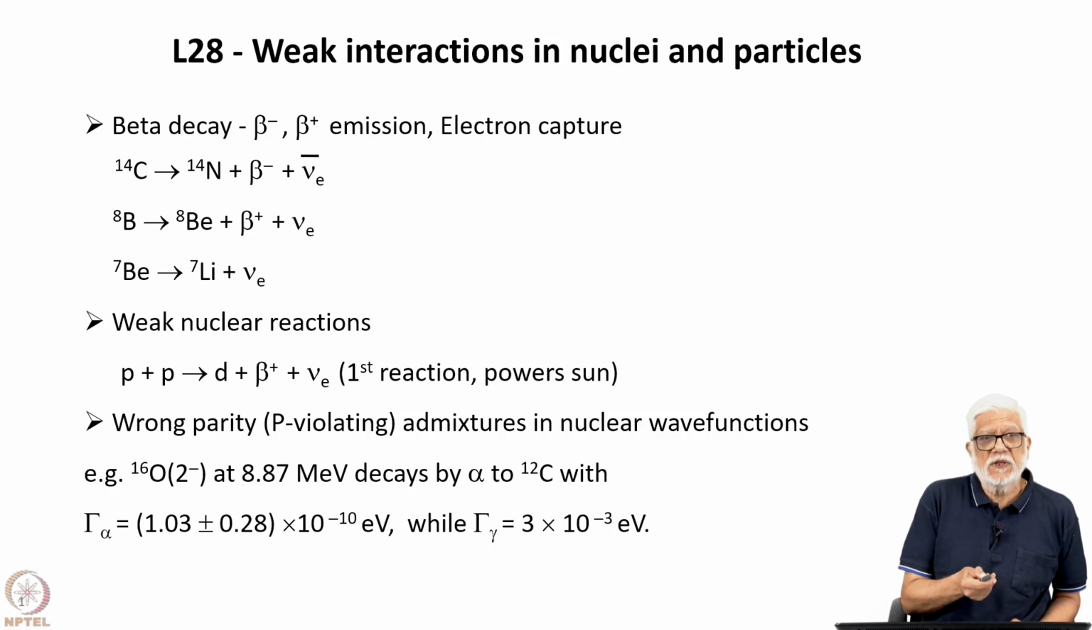For instance, examples are given here. Carbon 14, for instance, can decay into nitrogen 14 plus a beta minus and an anti-electron neutrino. Boron 8 can go to beryllium 8, emit a beta plus, a positron, and an electron type of neutrino. Similarly, beryllium 7 can capture a K-shell electron, also it can capture an L-shell electron with smaller probability, and go to lithium 7 plus an electron type of neutrino.